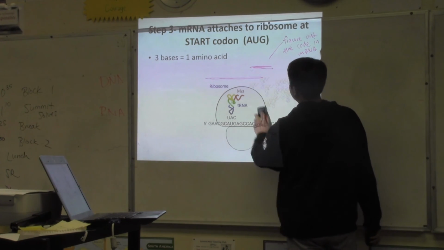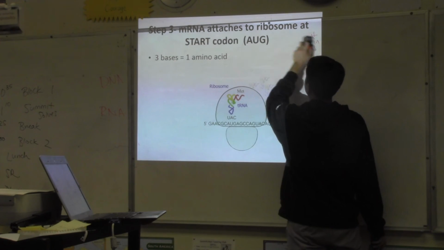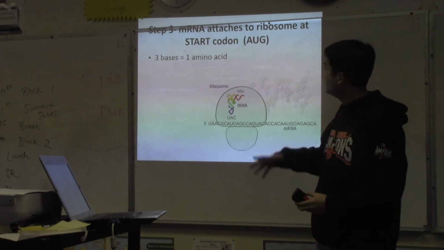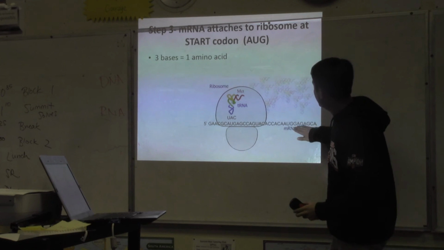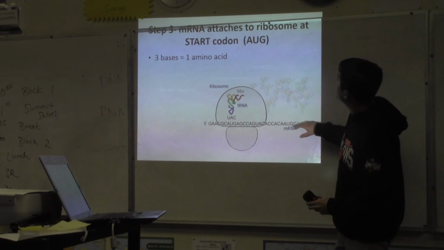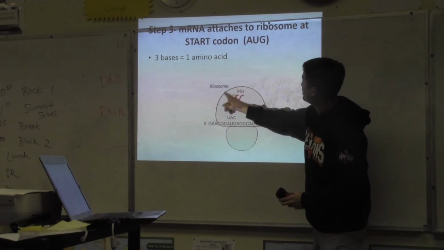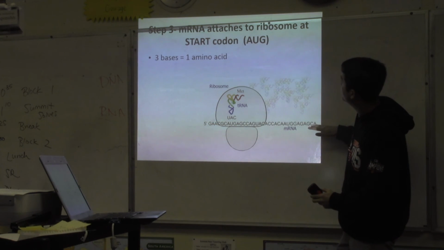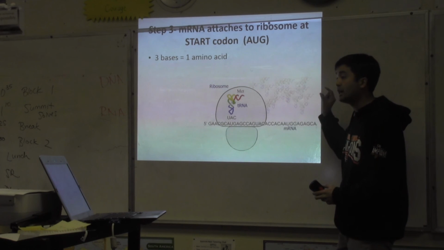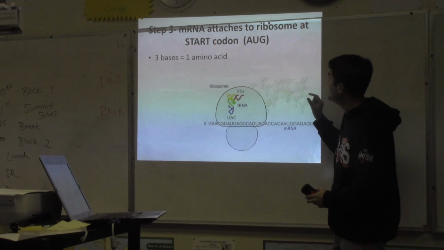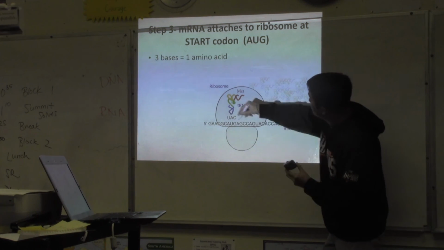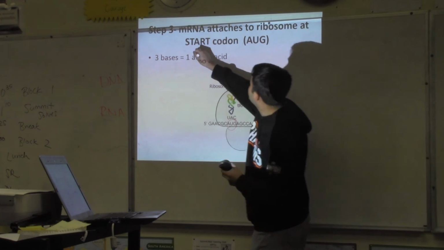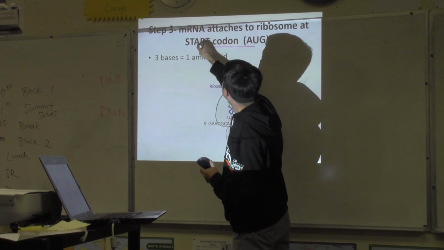So step 3. Our mRNA has now left the nucleus, and this strip of mRNA is going to attach to a ribosome. These two circles right here are our ribosome, and we have our mRNA, and they always attach at a very specific point. They attach at the place where it says AUG, which is called the start codon.